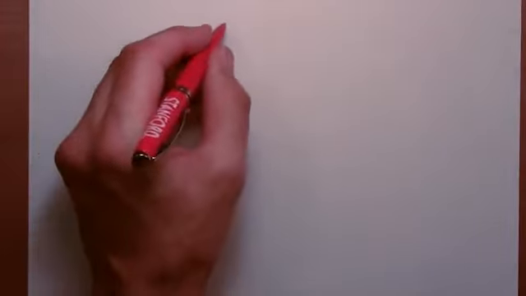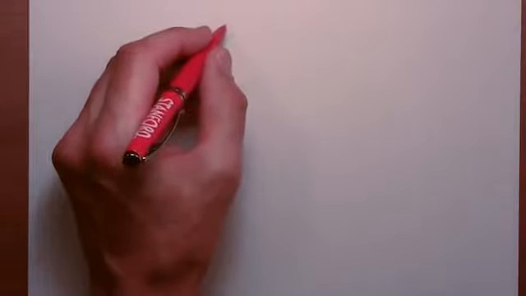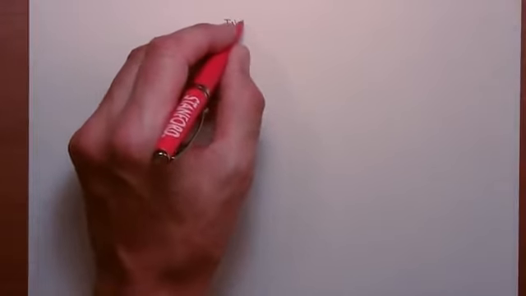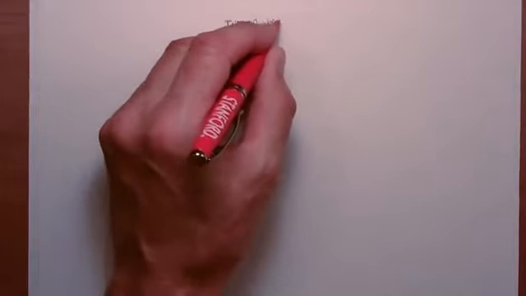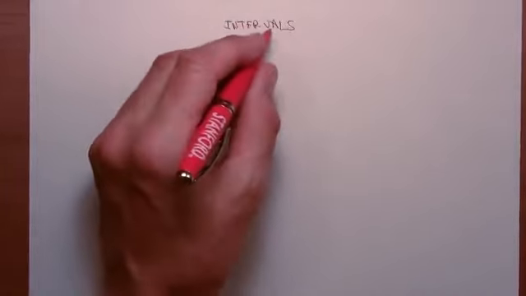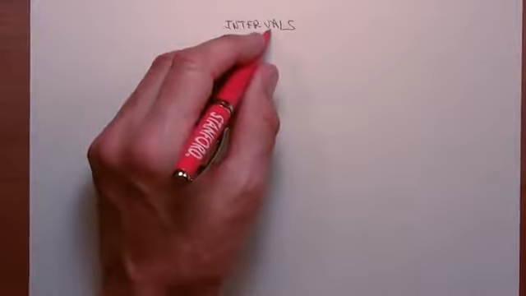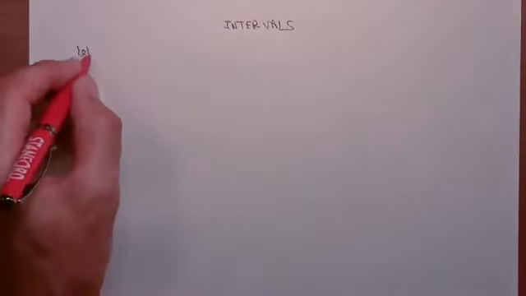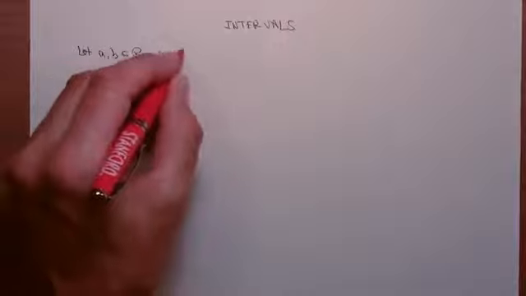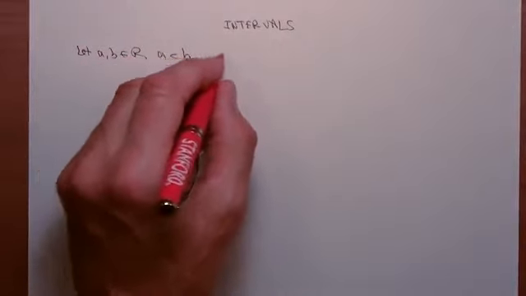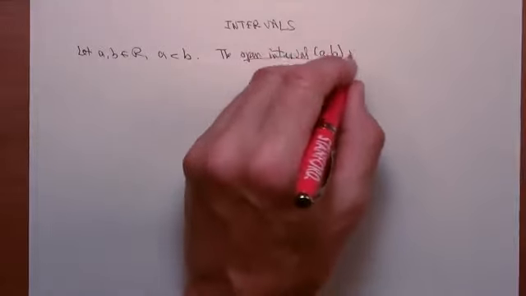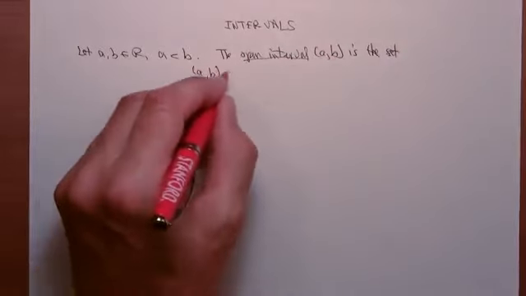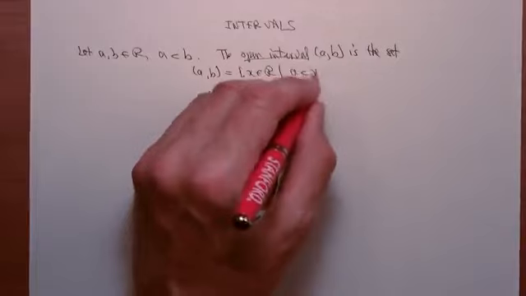Well, before I give you any details of how the real numbers were constructed, I need to do a little bit of preliminary work. I need to introduce, or reintroduce if you've seen it before, the notion of intervals of the real line. Let A, B be real numbers with A less than B. The open interval (A, B), written with parentheses this way, is the set of X in R such that A less than X less than B.